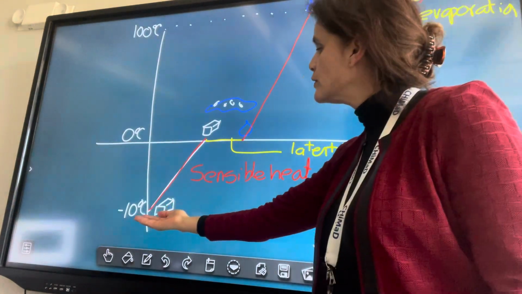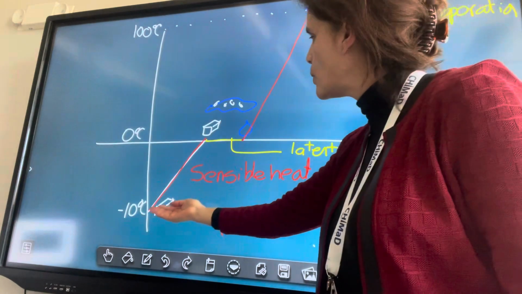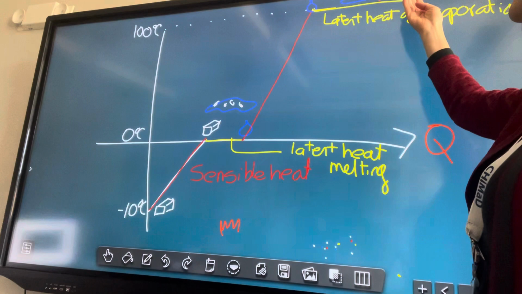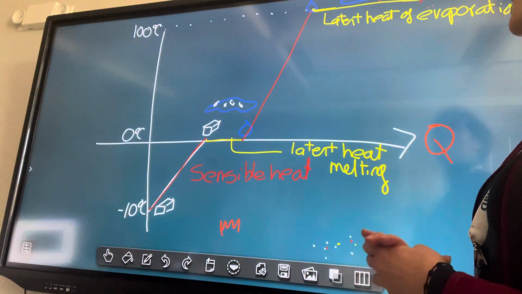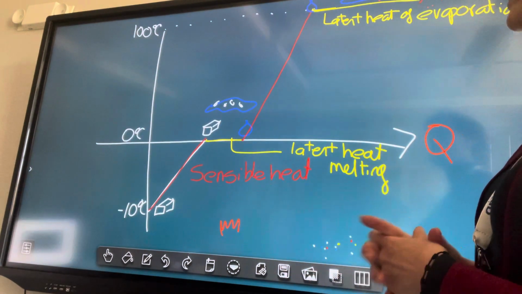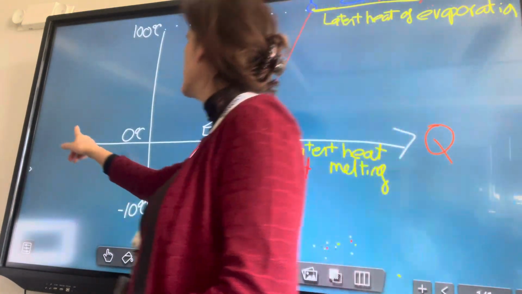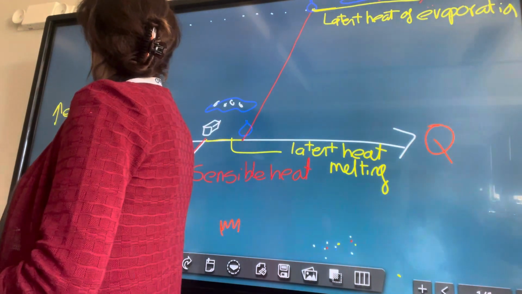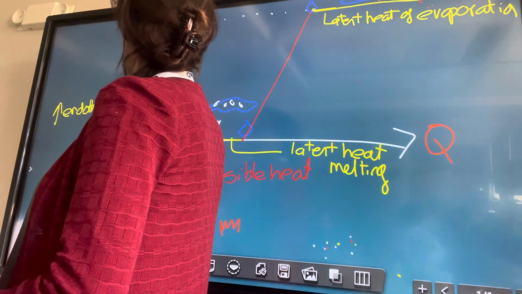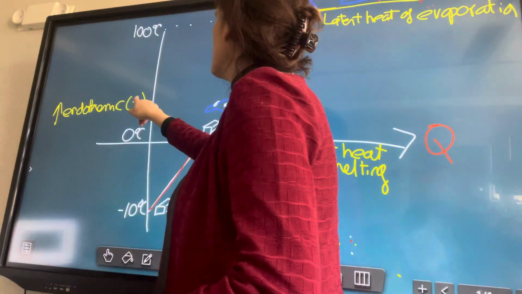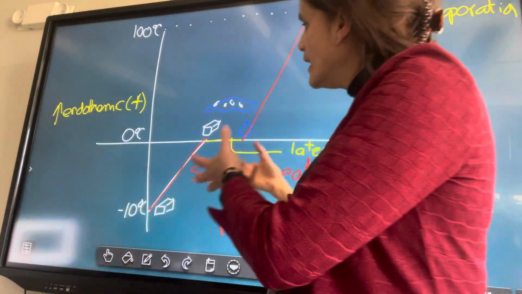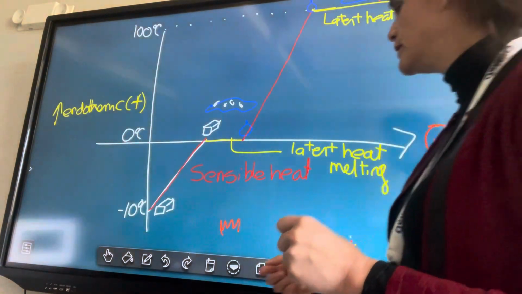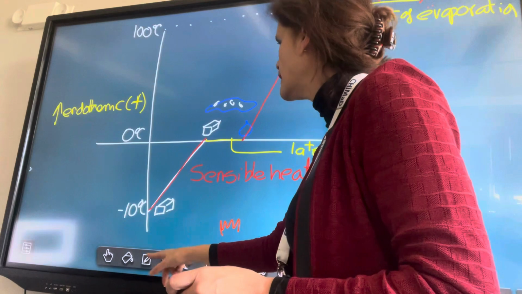As we go up, it's all an endothermic reaction. Warming up, melting is endothermic, warming up, evaporating is endothermic, and going all the way up is all endothermic. If you go up, it's endothermic. And we call that positive heat. Anytime you require energy to melt, you require energy to evaporate, it's called a positive energy or a positive heat.